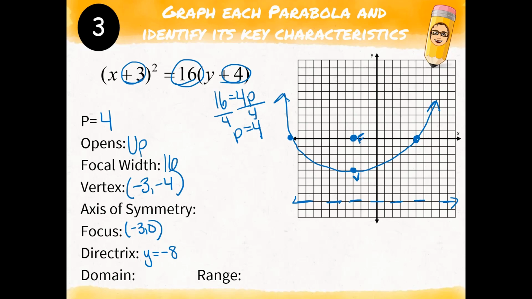There we go. My axis of symmetry. Where could I perfectly fold this dude? Well, I would perfectly fold it down the middle through the vertex, right? The equation of that, let me change back to my blue, is x equals, because it's going through the x-axis, 1, 2, 3, -3. My domain, forever to the left, forever to the right. But my range, it looks like we're starting at -4 and we're going forever up. Remember, the directrix does not count for the domain and the range.